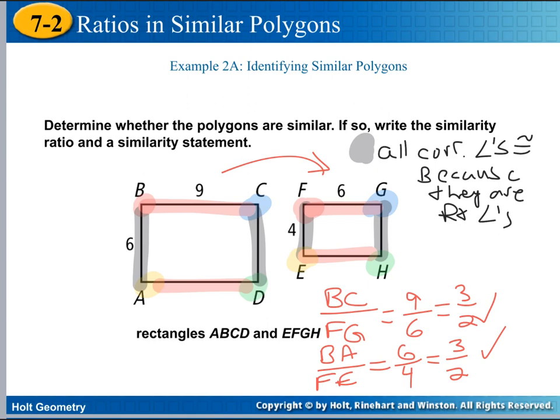So let's write a similarity statement. I'm going to write rectangle BCDA is similar to rectangle FGHE. And again, I didn't show all four sides because we know on a rectangle that 2 of the sides have the same length, and same thing for the 2 pairs of the sides are the same length.